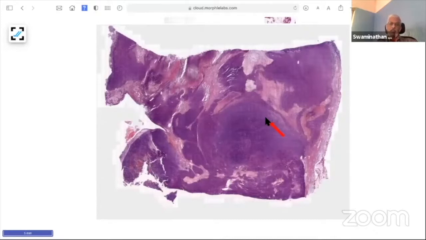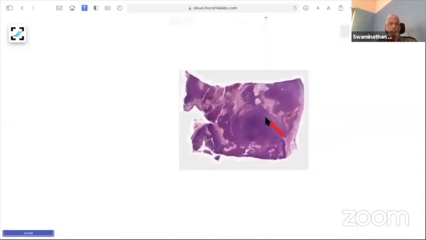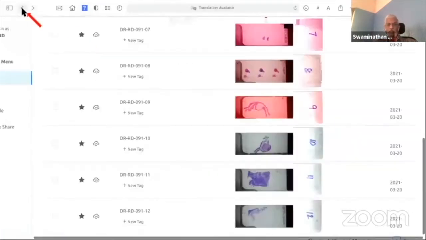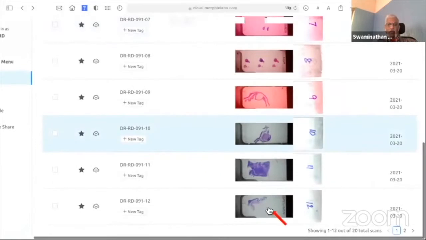This is c-KIT positive, DOG1 positive. And remember, there is a table in the CAP protocol that differentiates by location, stomach, duodenum, small intestine or colon, what is the size of the lesion, what is the atypia, what is the necrosis: low malignant potential, intermediate malignant potential, and high malignant potential. And please believe me, this is a low malignant potential after applying all the criteria.